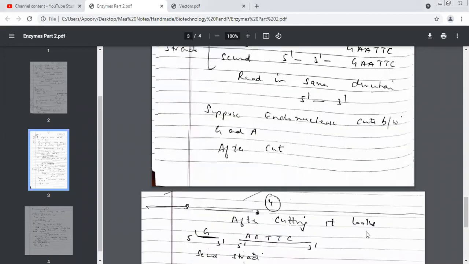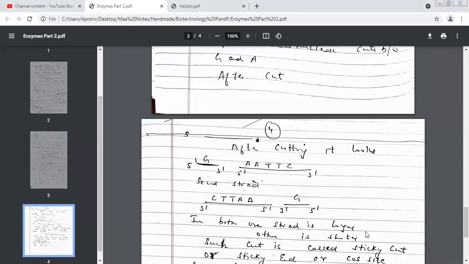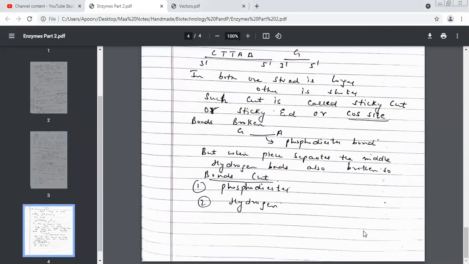So are they equal or are they different? Equal. Yes, they're equal. Please remember that they are equal. So this is the second cut that we have, the second type of cutting which is possible. Non-sticky ends. What are these called?